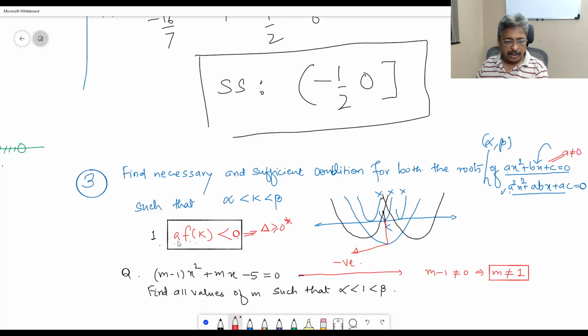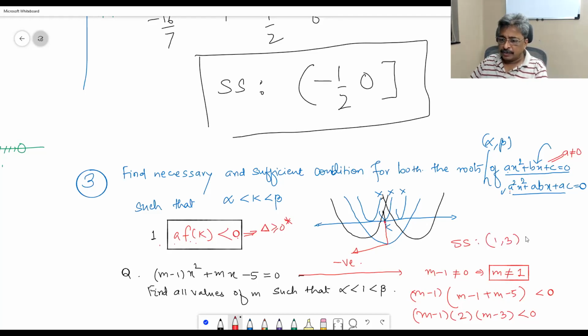And now let us write down a is m minus 1. F of k is, you put x is equal to 1. So m minus 1 into m minus 1 plus m minus 5 should be less than 0. So this is m minus 1 into 2m minus 6, 2 into m minus 3 should be less than 0. So it is simple. Solution set is 1, 2, 3. Done.